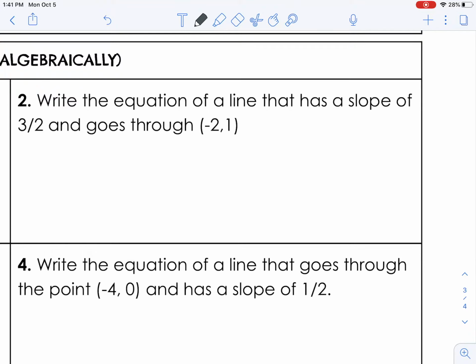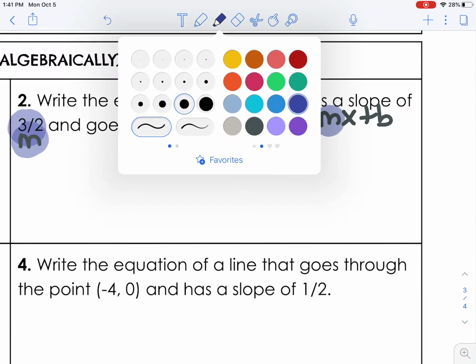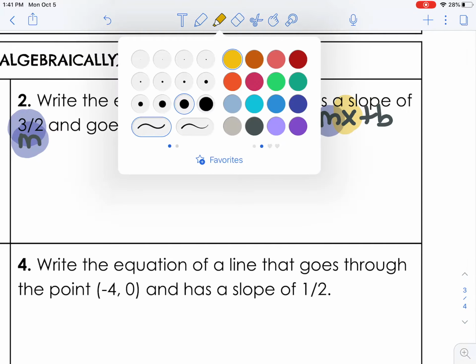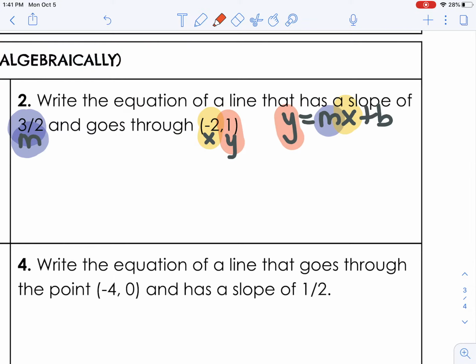Number 2 says write the equation of a line that has a slope of 3/2 and goes through -2, 1. 3/2 is my m, -2 is my x, 1 is my y. So if I write y equals mx plus b, I can plug them in their correct spot. M is here, so that's going to be 3/2. X is beside the m, so I'm going to plug in -2 there. And y is 1. Alright, so let's do this. 1 equals, our m is 3/2, times the x is -2, and then plus b.